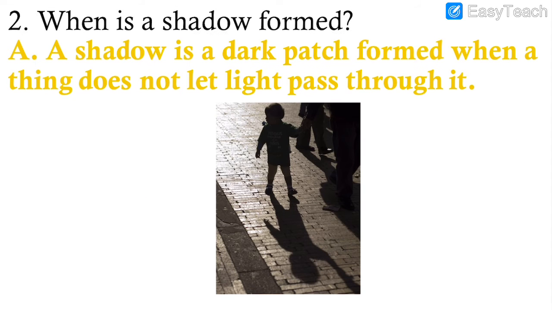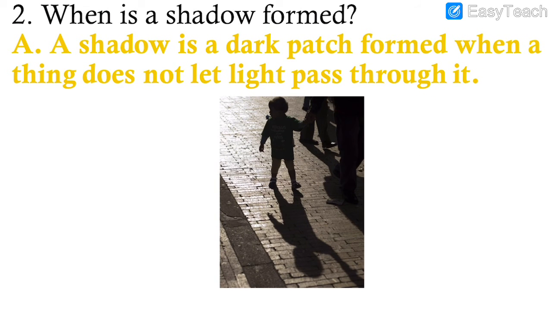Number 2, when is a shadow formed? A shadow is formed when an object blocks the light, that we already learnt. A shadow is a dark patch formed when a thing does not let light pass through it. When is the shadow formed? Shadow is formed when an object blocks the light, when a thing or an object does not allow the light to pass through it. At that time, the dark patch which is formed is called a shadow. See, this is the dark patch called shadow.